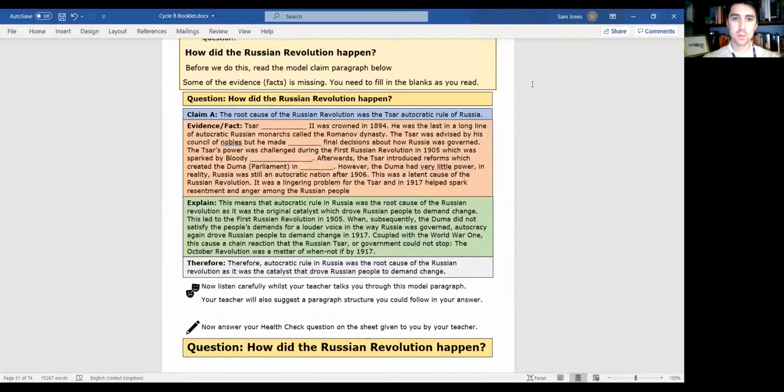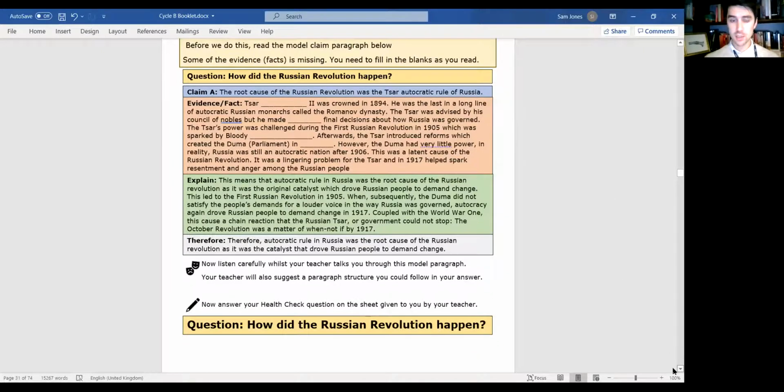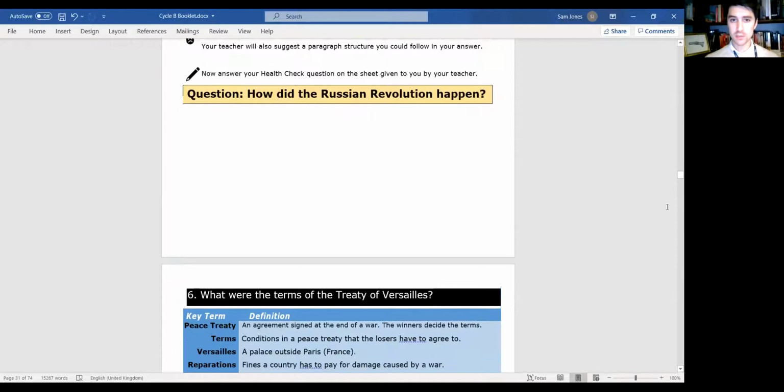The Tsar's power was challenged during the First Russian Revolution in 1905, which was sparked by Bloody Sunday. Afterwards, the Tsar introduced reforms which created the Duma Parliament in 1906. Once you have done that, if you need to, I've given you a little bit of space underneath the question there, which we will answer in a sec.